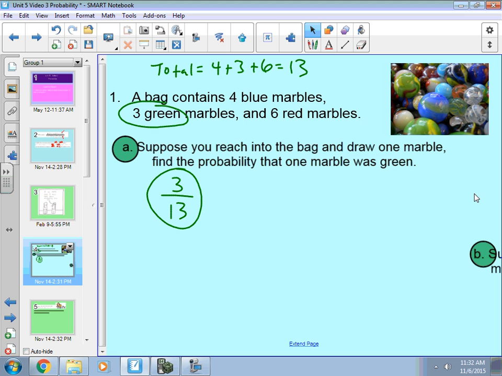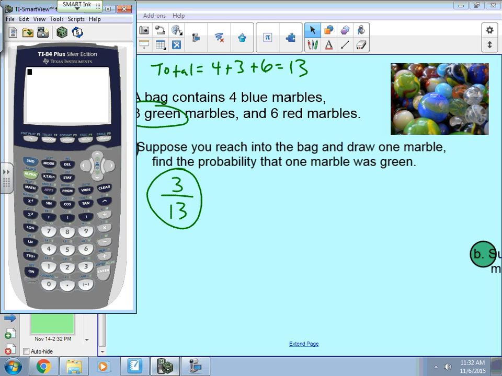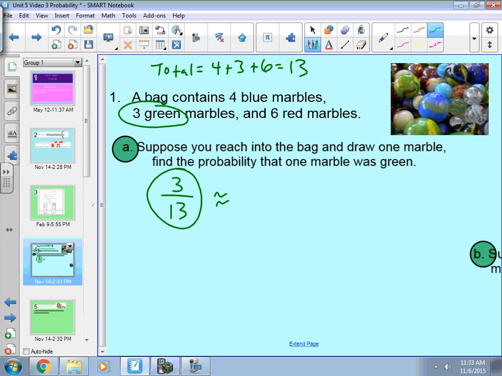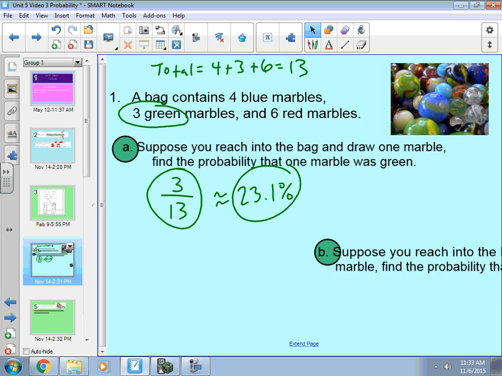Now you can leave your probability like that as a fraction. Other times they may have you change to like a decimal or fraction. So if you divide this 3 over 13, it'd be the same as about 0.23, or if we change that to in terms of percentage times by 100, that would also be the same as about 23.1% chance of this happening. So you can always list your answer either as a fraction or as a decimal percentage.